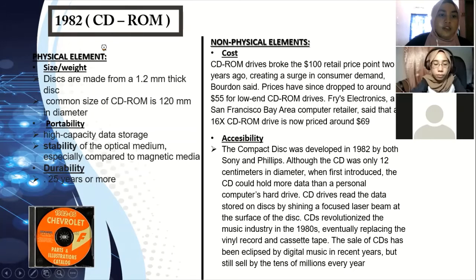Okay, let's see the physical element, size and weight. These are made from a 1.2 millimeter thick disc. The common size of a CD-ROM is 120 millimeter in diameter. Okay, let's see the portability. It is high capacity data storage, with the stability of the optical medium, especially compared to magnetic media. And for durability, a CD-ROM can be used for 25 years or more.